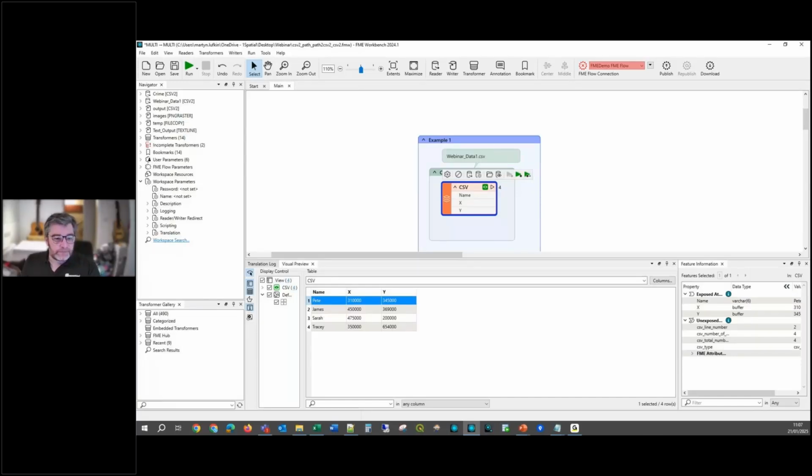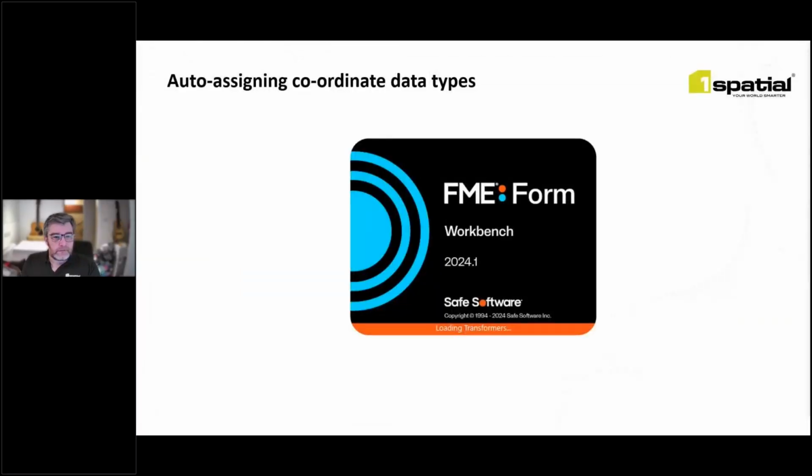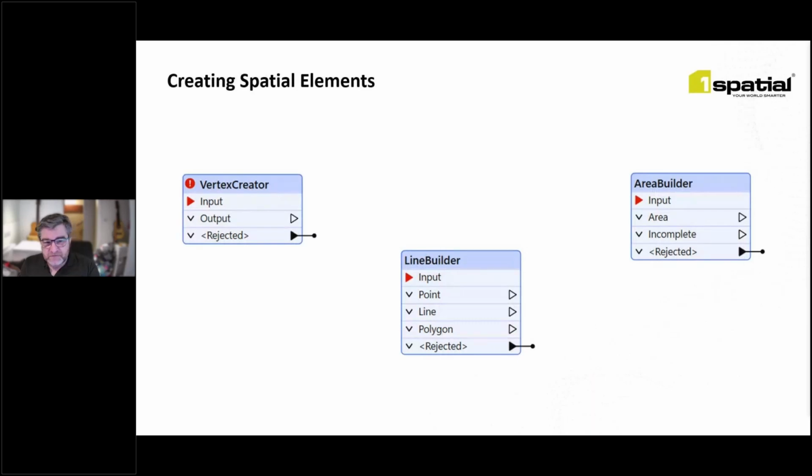So if FME hasn't given your data a spatial element and you want it to, perhaps your columns aren't standard naming for coordinates. Maybe they're not X, Y, easting, northing. You can always use the vertex creator to create your points for your data. And then maybe you could go further and choose a line builder or an area builder to construct geometries beyond a single point. Again, just make sure that you've got your projection set correctly.